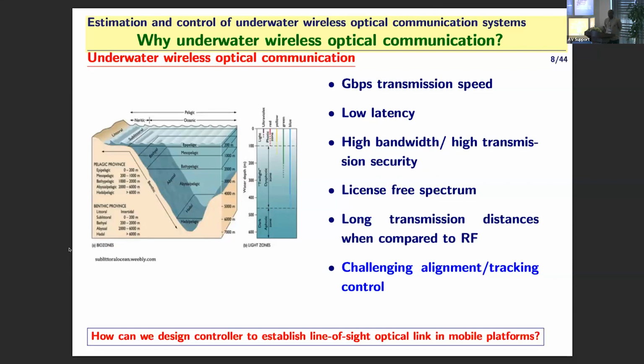So now that's where underwater optical wireless communication plays a role. One of its advantages is the transmission speed, low latency, and bandwidth. We are talking about transferring huge data rates. You also have license-free operation and a longer transmission distance when compared to RF. One of the main challenges of underwater wireless communication is the alignment or tracking control. We're going to see how we manage this through control and estimation. So the idea here is how can we design controllers to establish a line of sight optical link on mobile platforms.